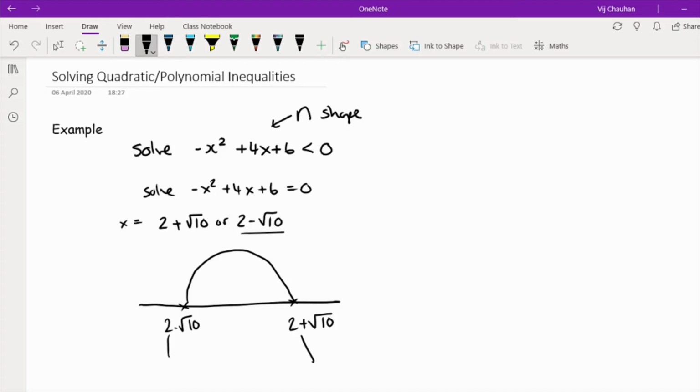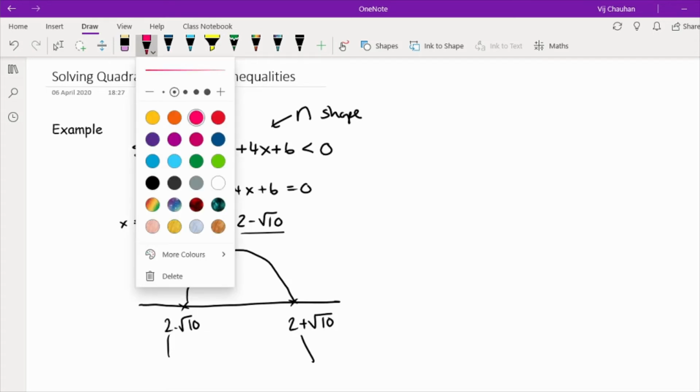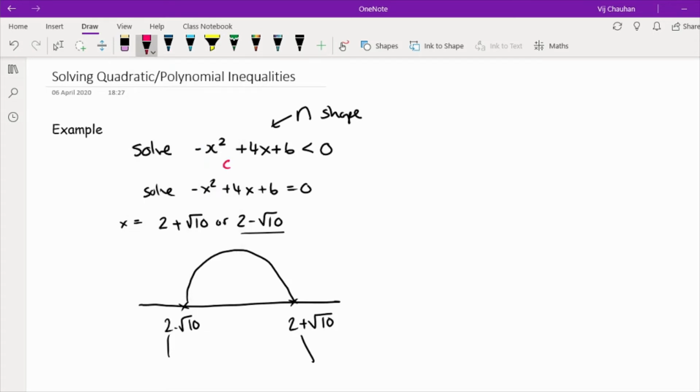So going from the description of what the question's actually asking me, it's saying where the curve is below the x-axis. So going back to the diagram, I'm looking for this region here and this region here. And as you can see, there are two separate parts, which means I'm going to end up with two separate inequalities. So the answer to this particular question is going to be where x is less than 2 minus root 10 or x is greater than 2 plus root 10.